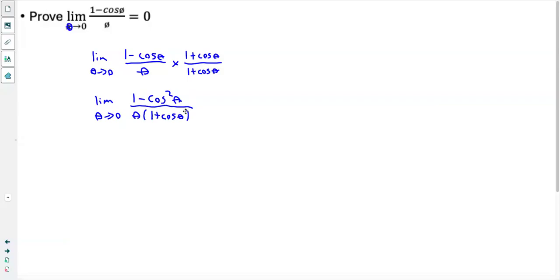Now, you may recognize this as something that can be simplified using a Pythagorean identity. So this becomes our limit as theta goes to 0 of sine squared theta over theta times 1 plus cos theta.